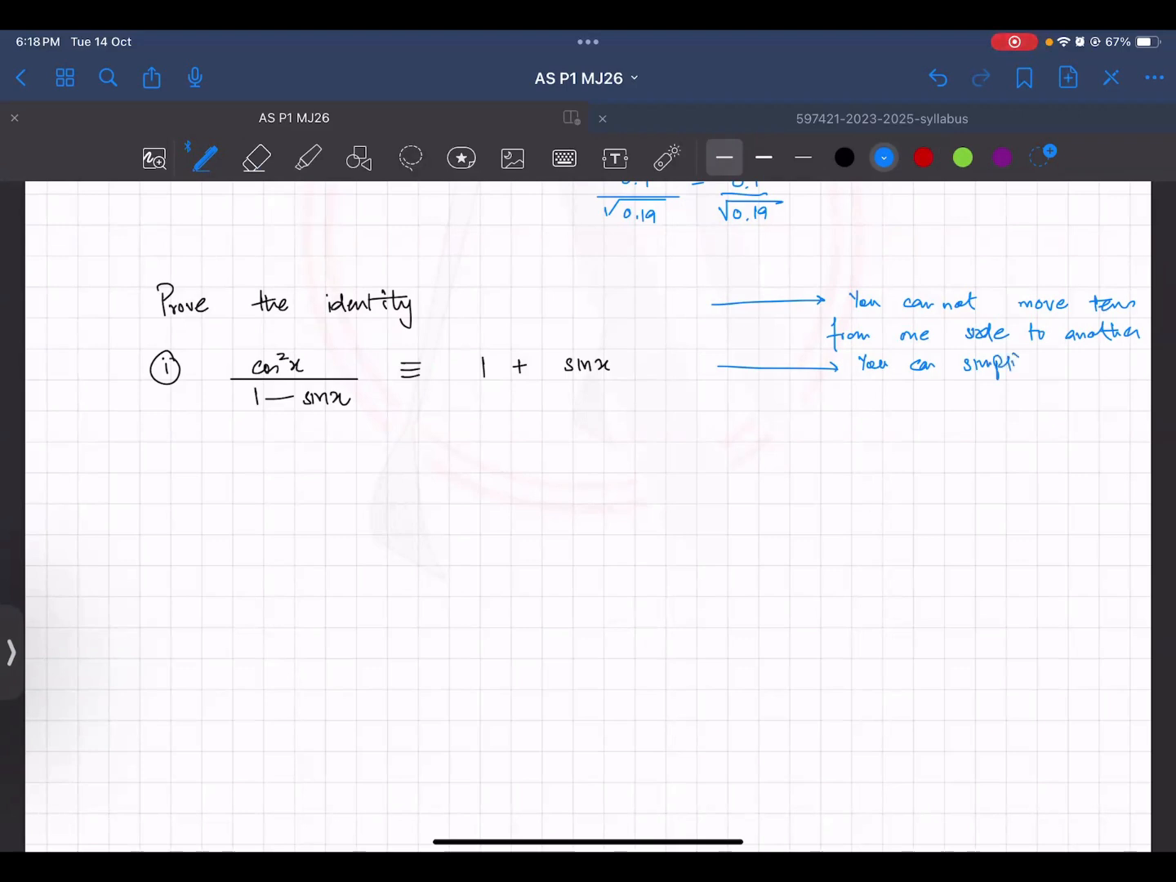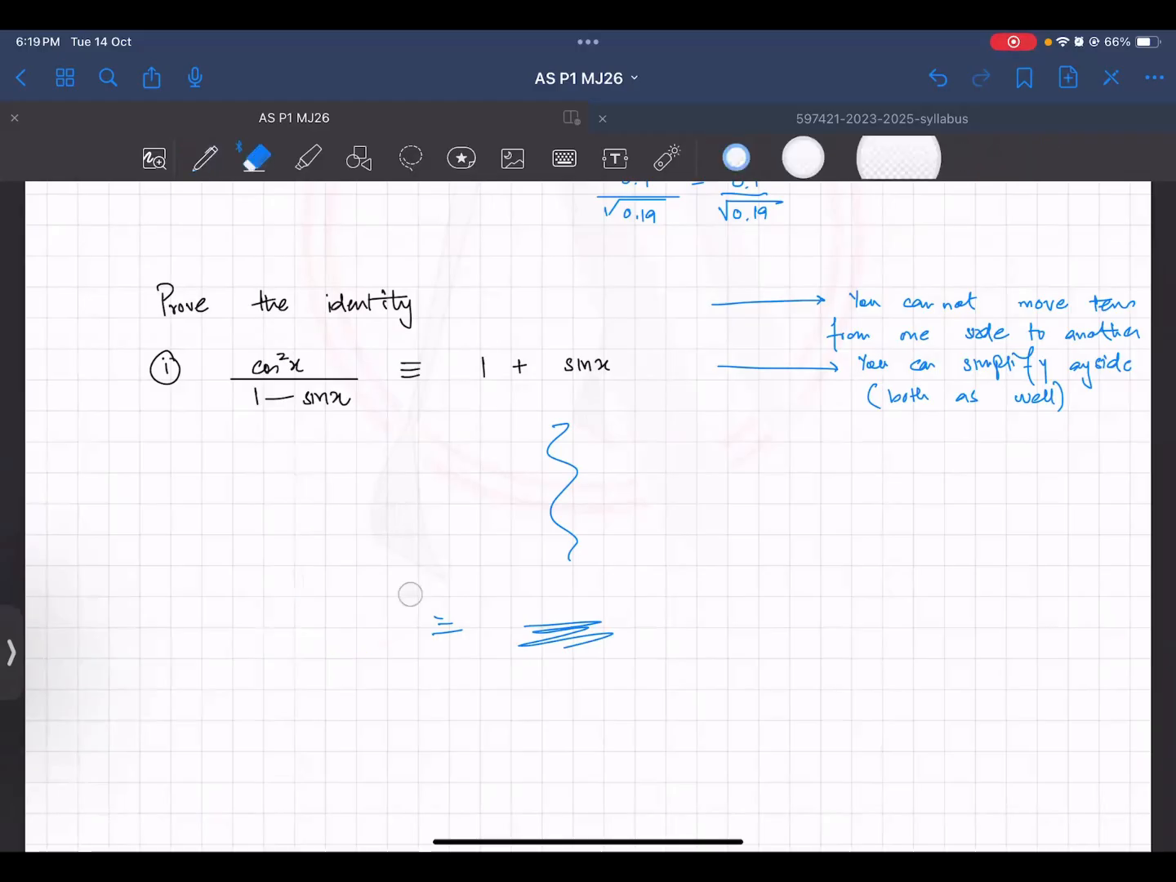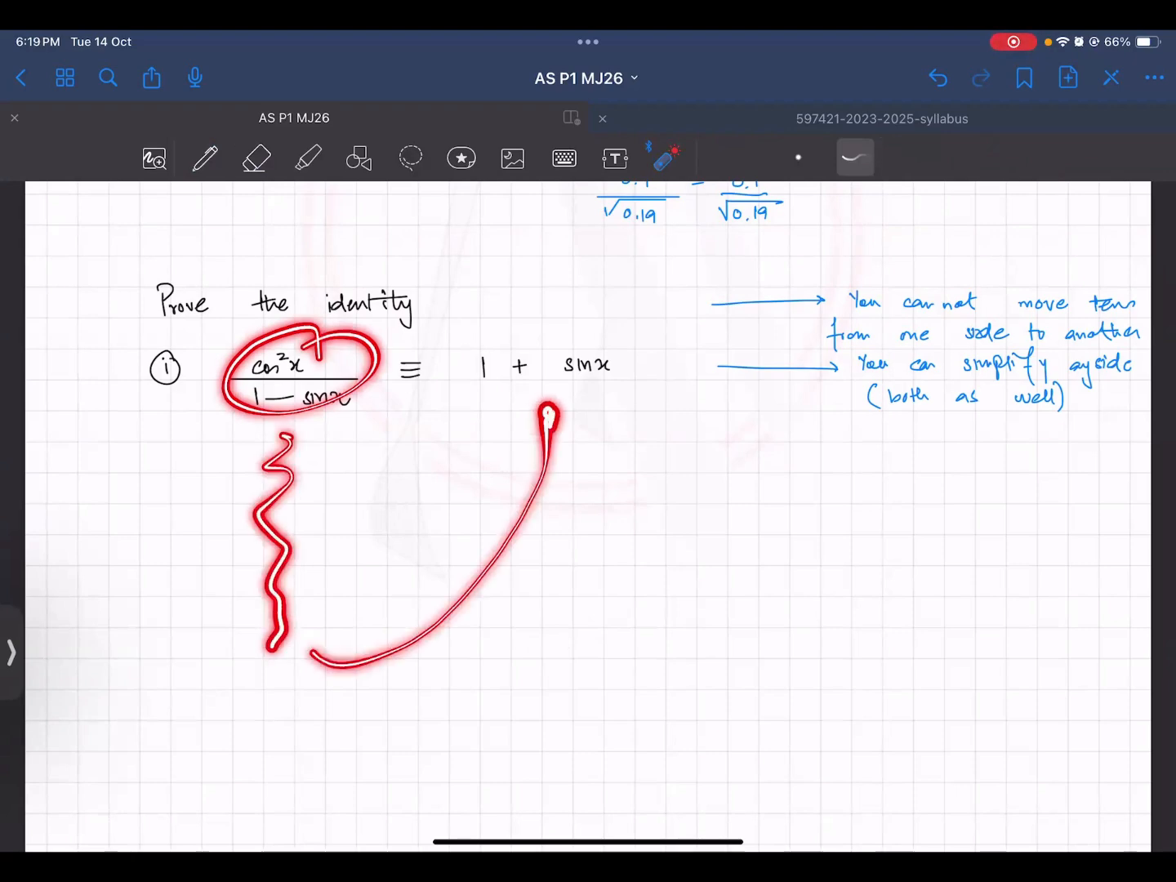Secondly, you can simplify any side. If you want to simplify the right hand side or the left hand side using the identities, it's up to you. You can also start off by simplifying both sides together, and at the end somewhere you show that the left side is equal to the right side. This also works.